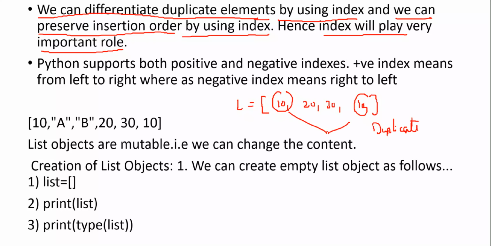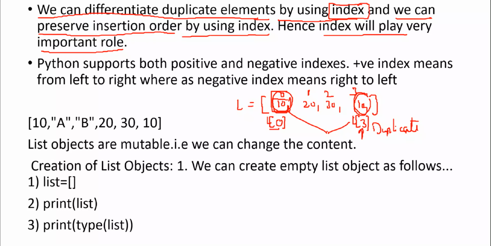But we can identify this 10 by the index 0. We can identify this by index 3. So always the indexing starts from 0 to n minus 1. 0, 1, 2, 3. So this is the 10 which is available at index 0. This is available at index 3. Okay, so we can differentiate the duplicate elements by their index position.